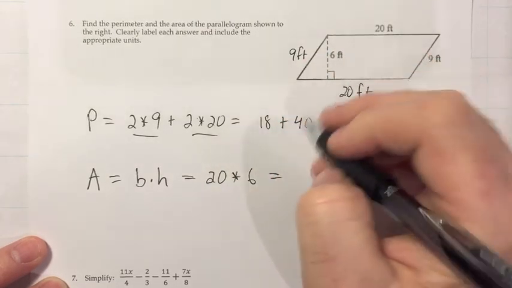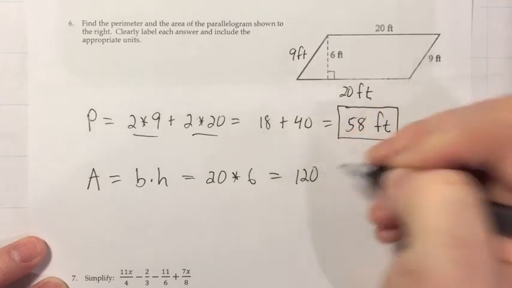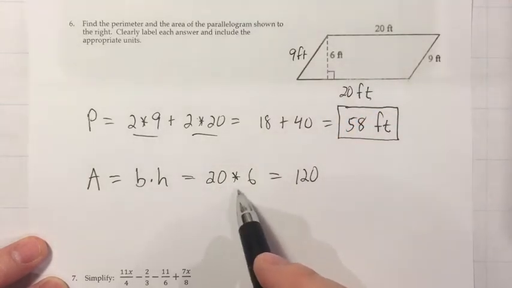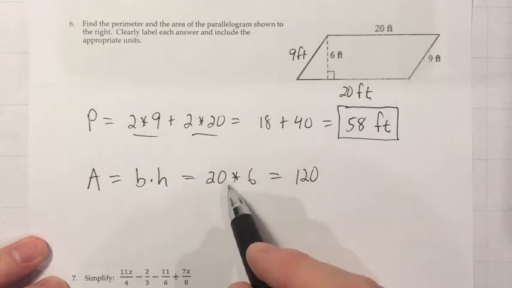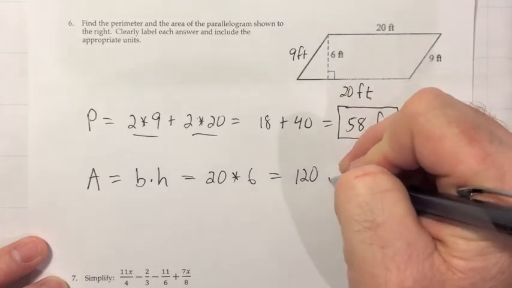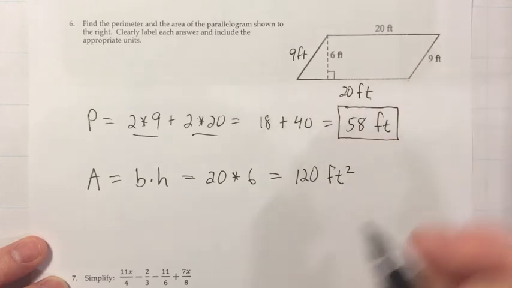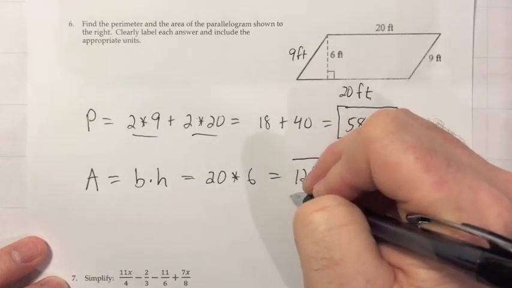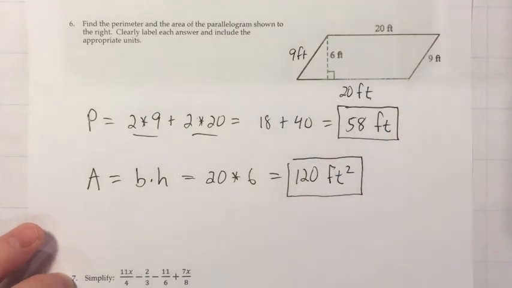And so then we do the 20 times 6, we get 120, and we'd want to think about what the units are. So it's 20 feet times 6 feet, so we get 20 times 6 is 120, but feet times feet gives us feet squared. And that makes sense because area tends to have square units on it. So 120 square feet for the area and 58 feet for the perimeter.